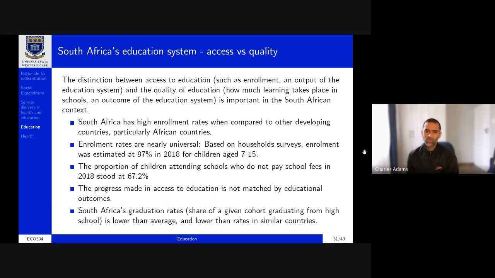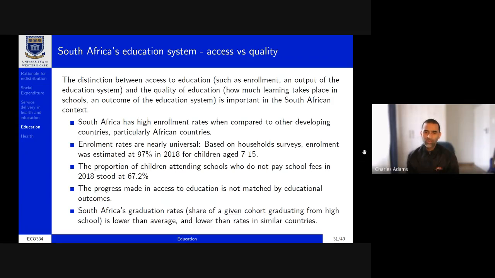The proportion of students attending schools who do not pay school fees in South Africa in 2018 was nearly 70%, right? Which is very significant. So most of our kids in school, most of the households in South Africa don't have to pay school fees. And in addition to that, there are programs at school that also give kids food, etc., which both serves as an incentive to get kids to school, but also alleviates some of the burden of poorer households in terms of providing food for kids.